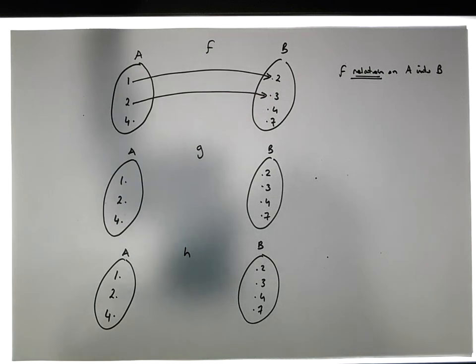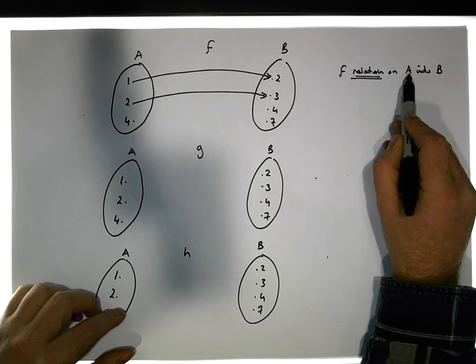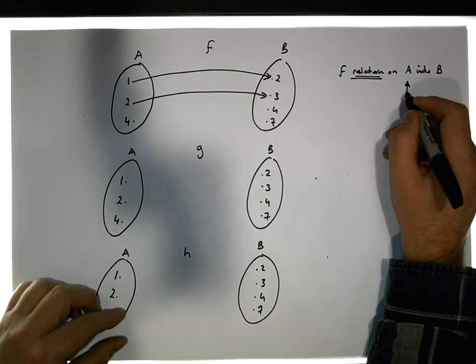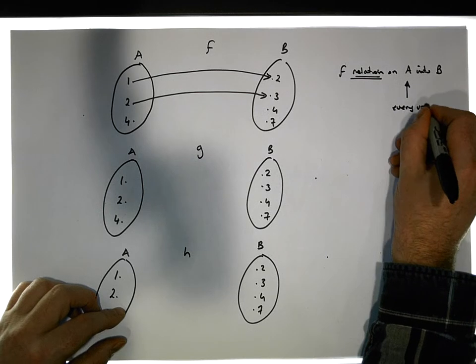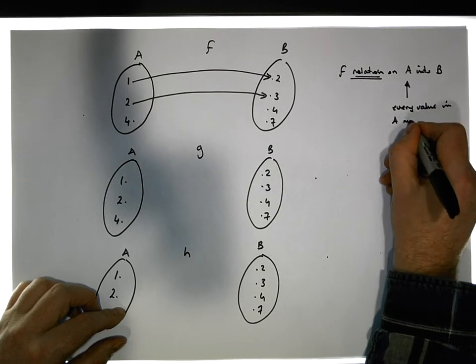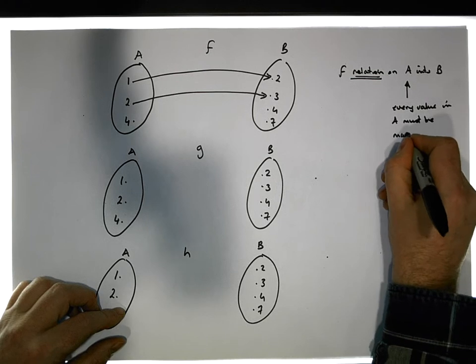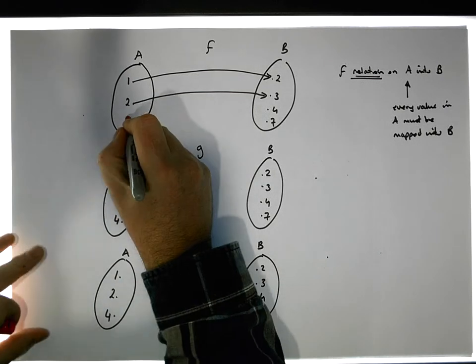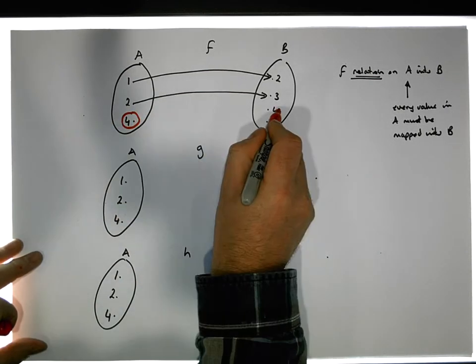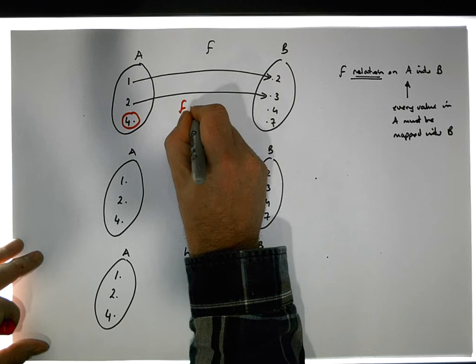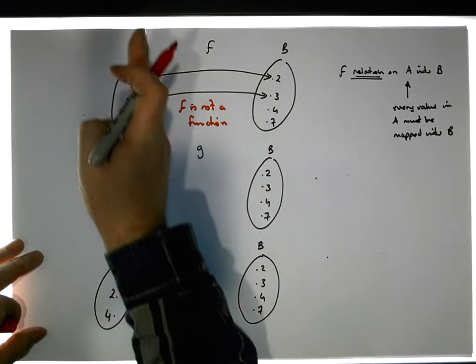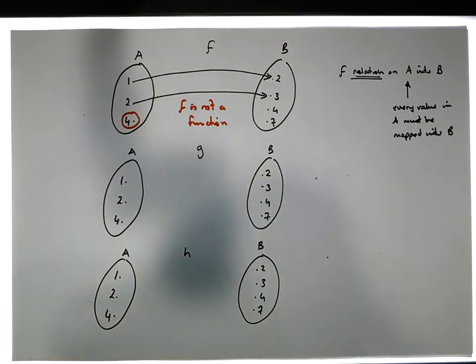But is it a function? Well, we're defining F to be a relation from A into B. So when we consider this A, every value in A must be mapped into B. And we don't have every value. We have an example here of a value that's not mapped. So F is not a function, if that makes sense. F is not a function from A into B. Now F would be a function.